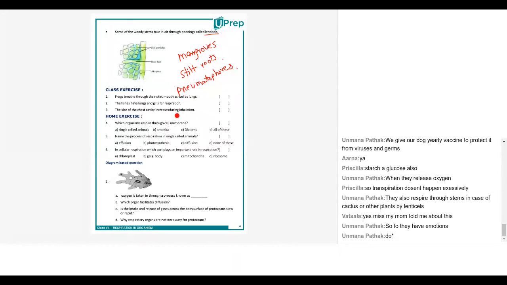First of all, let me tell you what mangroves are. Mangroves have nothing to do with mangoes. Mangroves are basically trees which grow in marshy areas. For example, a very famous mangrove in India is the Sundarbans in West Bengal, the Sundarban Delta.